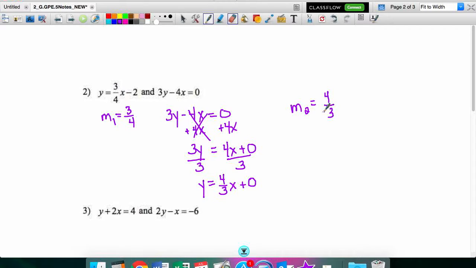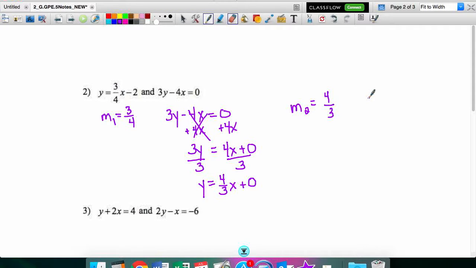Parallel, perpendicular, or neither? Right away I notice it's definitely not parallel, because for parallel, they should match and be identical. Here I see a 3/4 and a 4/3, so clearly those are not the same number, so they're not parallel. So are they perpendicular? They're definitely flipped. Is that good enough though? Well, it's not.